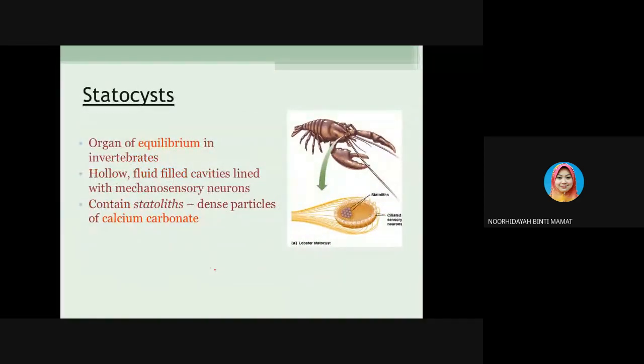So statocysts are organs of equilibrium in the invertebrates. They are hollow, fluid-filled cavities lined with mechanosensory neurons. They contain statoliths, as you can see from here. The statolith is a dense particle of calcium carbonate. And these are the sensory neurons. So this is the statocyst, which is the organ of equilibrium, monitoring body balance in invertebrates.